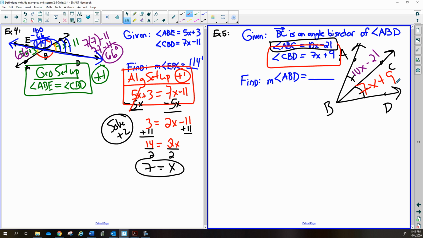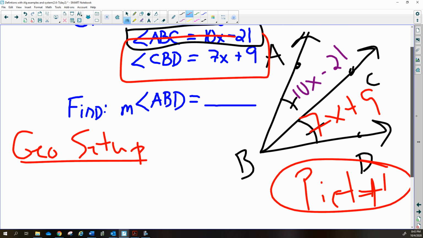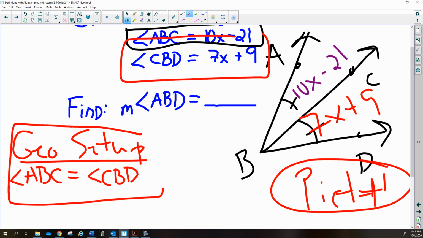With all that information, I'll give you 1 point for drawing yourself a picture. That says picture right there. I'll give you 1 point for writing down the geometry setup. In this geometry setup, we knew that angle ABC was equal to angle CBD. That's our geometry setup here. They were equal because an angle bisector splits an angle in half. So that's our first point.